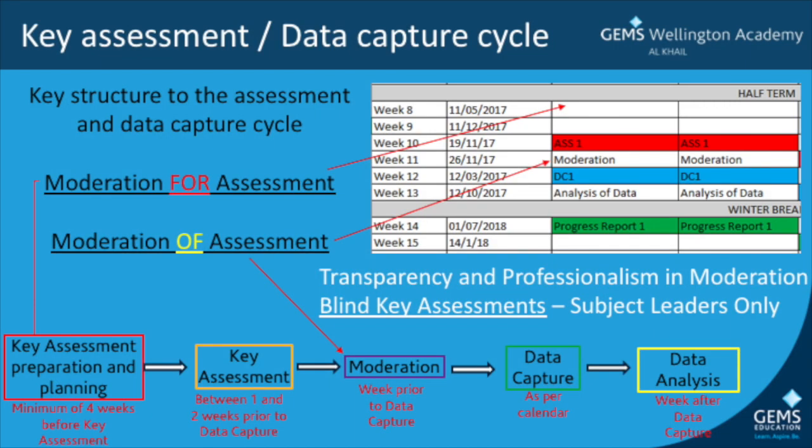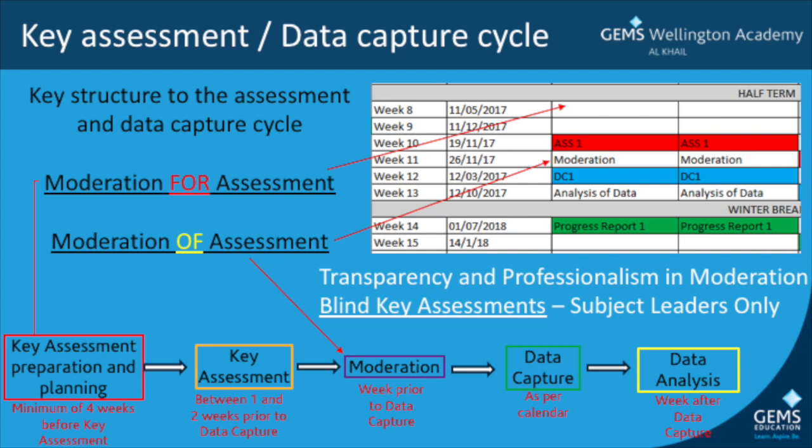Another example of assessment in the secondary school are our key assessments. Now, teachers assess regularly in every single lesson in a range of different ways, but 3 times a year, students will undertake a key assessment. This is a more rigorous and quality assured assessment. And the main aim is that it prepares students for their GCSEs and other external examinations.